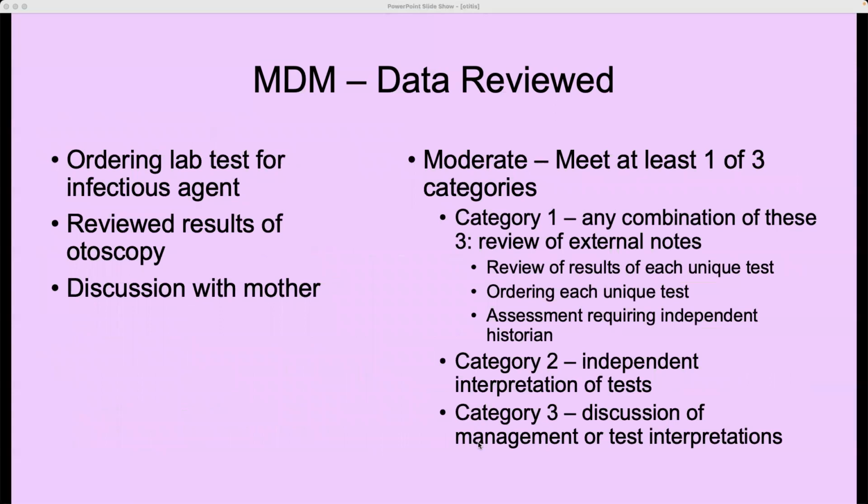So where does this patient fall? Well, I say it's moderate. You need at least one of the 3 categories. So how do we get there? Ordering lab tests to determine the infectious agent, reviewing the results of the otoscopy. We saw that the tympanic membrane is bulging and that there's no effusion, and discussion with the mother, the independent historian. So again, that makes this moderate.